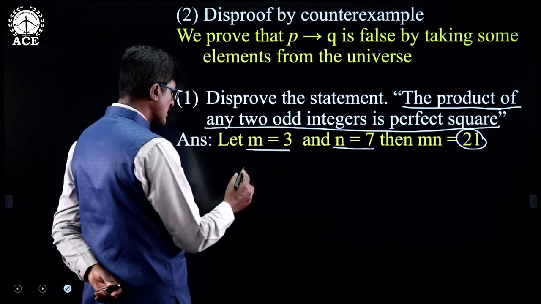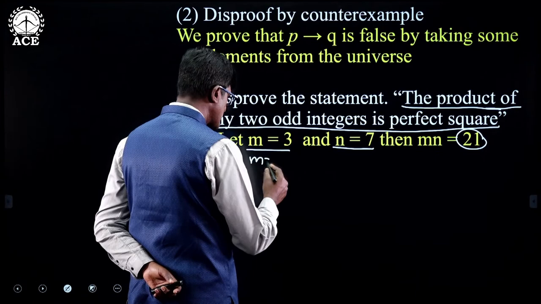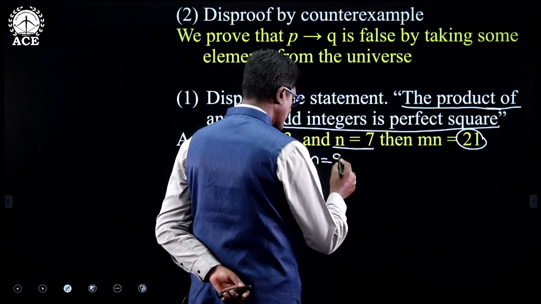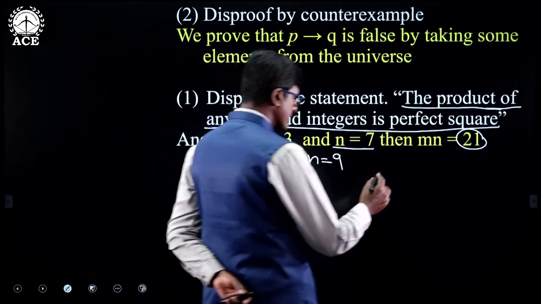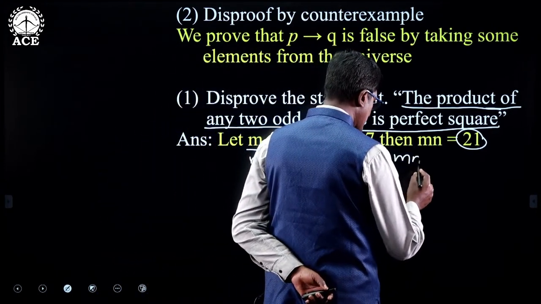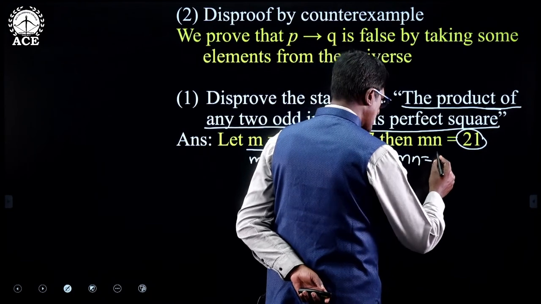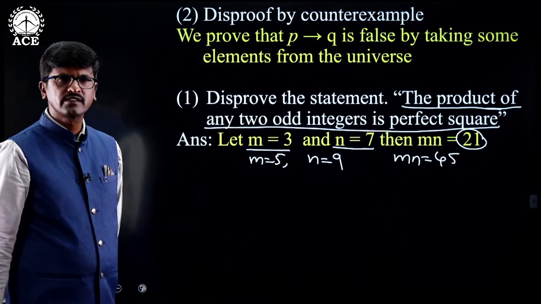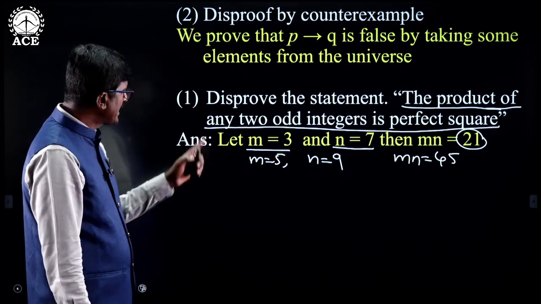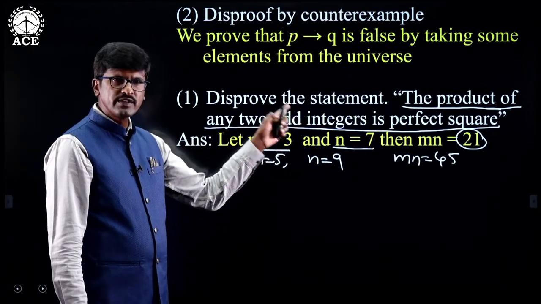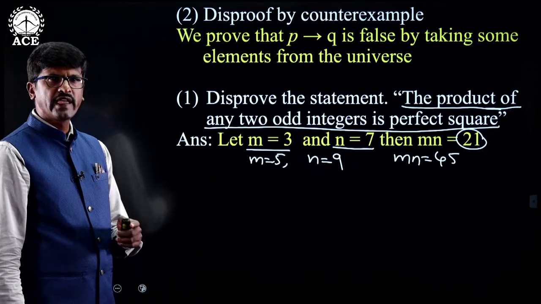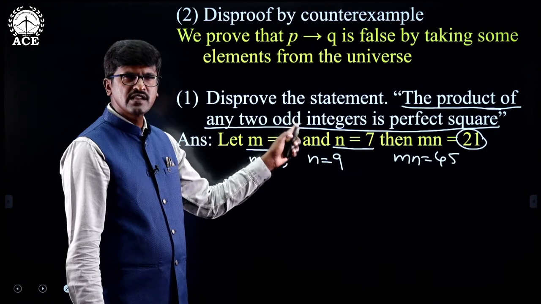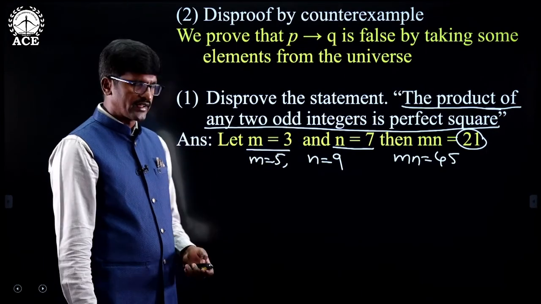You can even take some other counterexample. m is equal to 5, n is equal to 9. The product mn is equal to 45. 45 is not a perfect square. This is also a counterexample. So you can take any counterexample to prove this statement is false. The example which serves to prove the statement false is the counterexample.